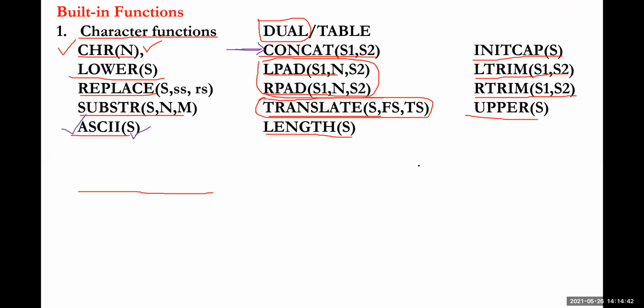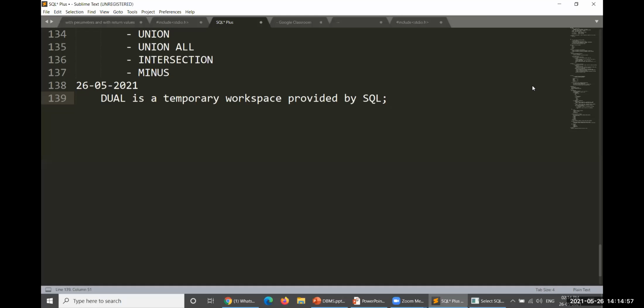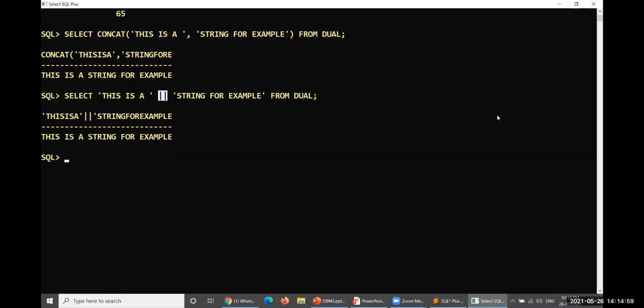Then moving to INITCAP. While writing our name, the first character will be capital and the remaining characters will be lowercase letters. That is what INITCAP displays. So look at this: select INITCAP of, let me say, Kumar. Kumar is the name, from DUAL.